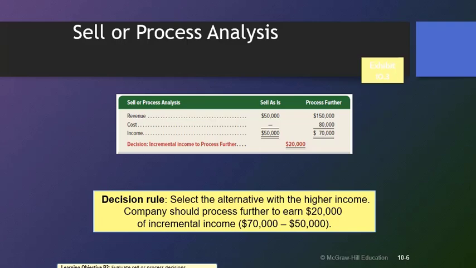So we look at what the effect would be on income. $50,000 with no additional cost just gives you $50,000 in income. $150,000 in revenue less approximately $80,000 in cost gives us $70,000 in income. So from a financial perspective, it appears that it would be most advantageous for us to process this good further, because that is what is going to maximize our incremental income.